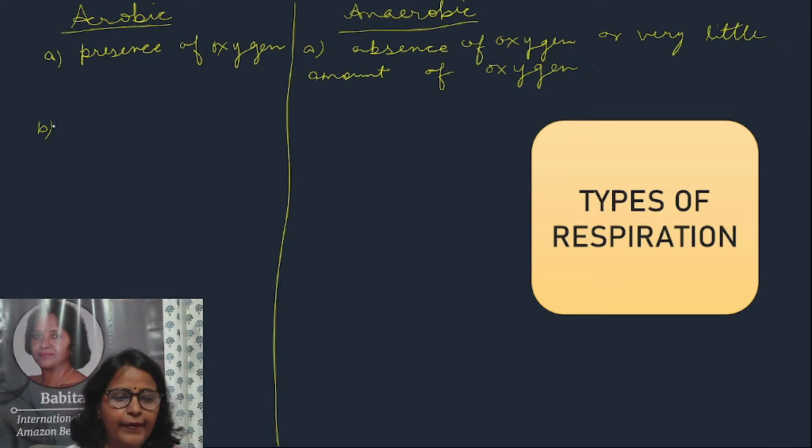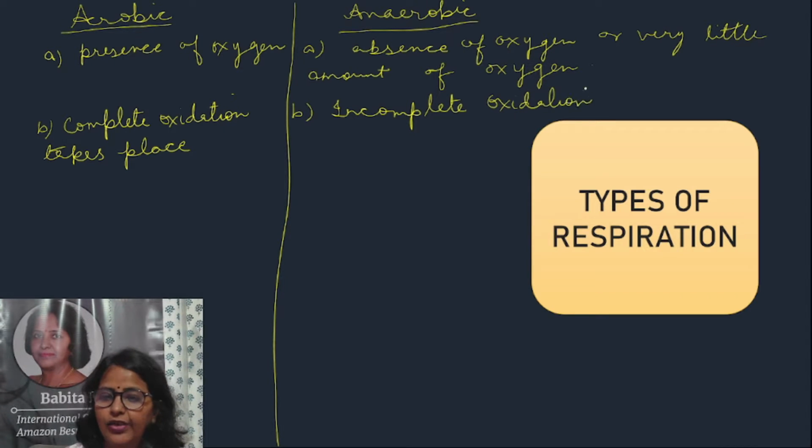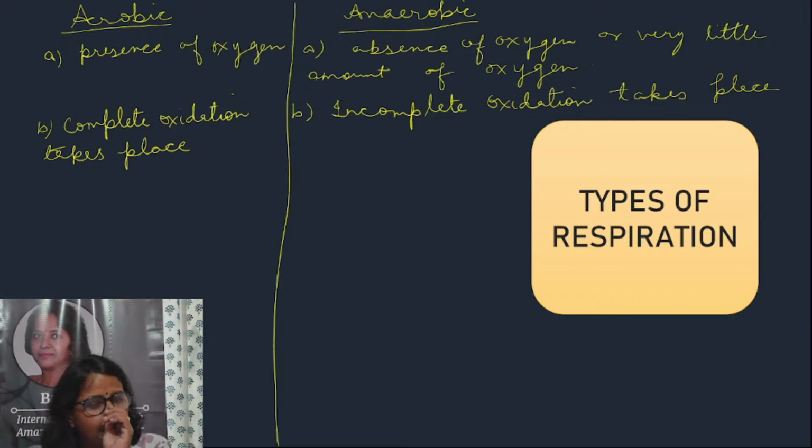Number two is complete oxidation takes place in aerobic respiration. What do we mean by complete oxidation? When we see the equation of respiration, we see that it begins with glucose, and glucose is a 6-carbon compound. Incomplete oxidation takes place in case of anaerobic respiration. So what do we mean by this? If complete oxidation takes place, that means 6 carbon is reduced to 1 carbon compound. And what is that 1 carbon compound? That is CO2. But in incomplete oxidation, we may not get the end product as CO2, because oxidation has not taken place completely.